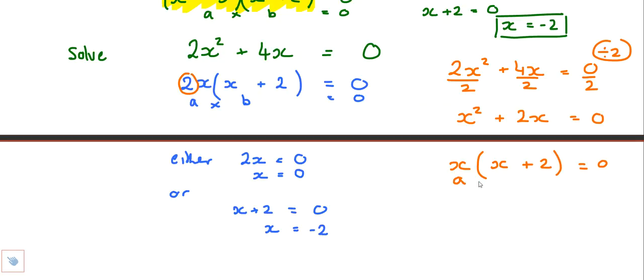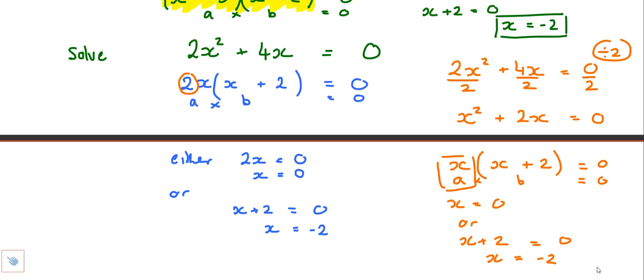Because I've got a times b equals 0, it's now even clearer that x just has to equal 0. Or x plus 2 has to equal 0, which is x is minus 2. Yes? So do we not write 0?